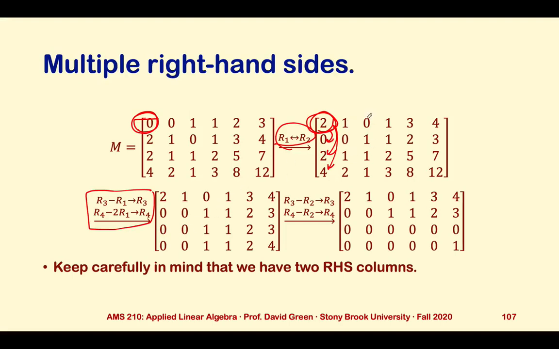Walking through that, row 3 minus row 1: 2 minus 2 is 0, 1 minus 1 is 0, 1 minus 0 is 1, 2 minus 1 is 1, 5 minus 3 is 2, and 7 minus 4 is 3. For the fourth row, 4 minus 4 is 0, 2 minus 2 is 0, 1 minus 0 is 1, 3 minus 2 is 1, 8 minus 6 is 2, and 12 minus 8 is 4.